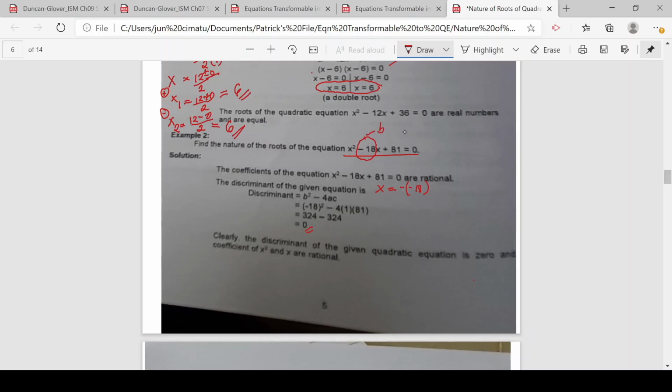So, ang a mo ay 1. Ang b mo ay negative 18. Ang c mo ay 81. 0 ang discriminant. So, plus minus 0 na naman yan, over 2 times 1. So, anong lalabas?